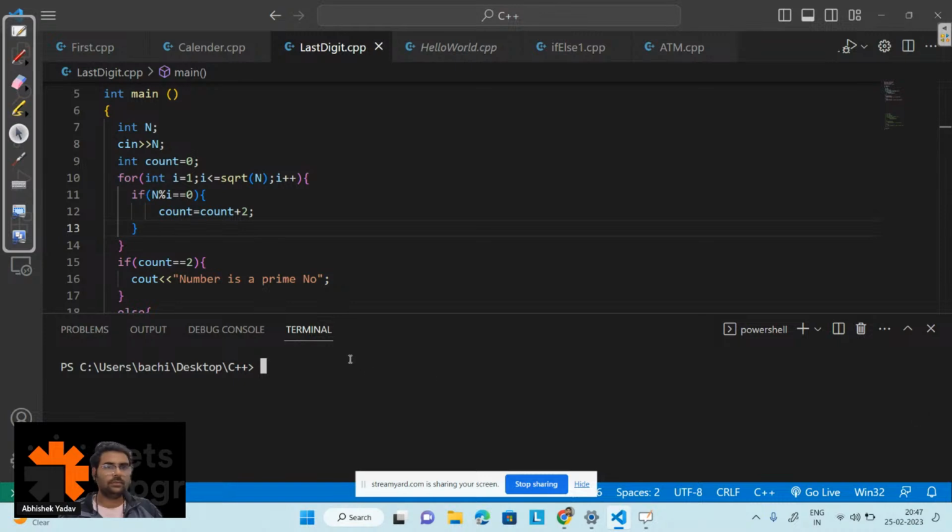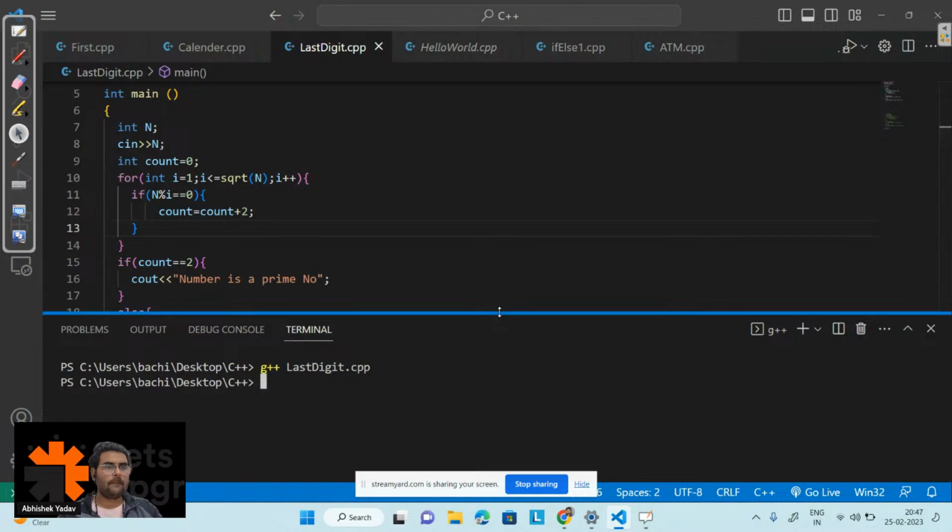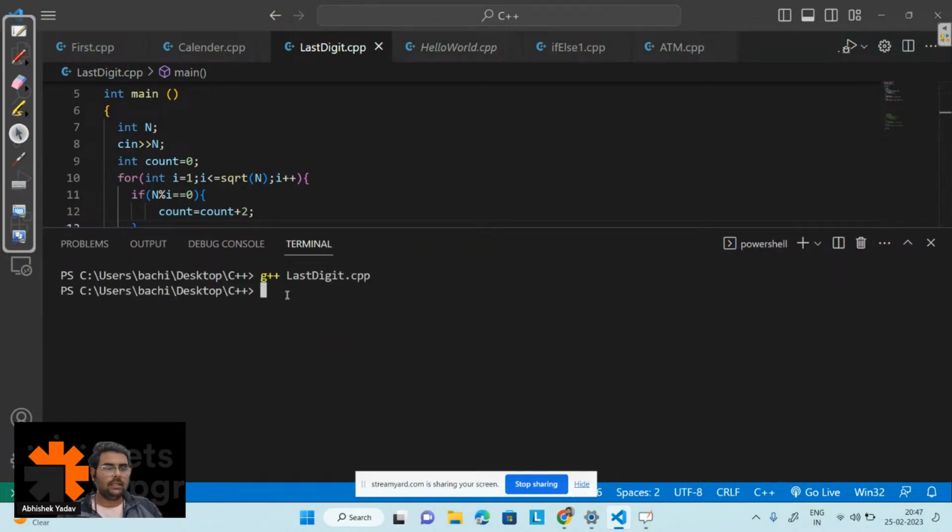So this one, compile the code, and after compiling, dot slash a. Here it is asking for the input, right? Let's take 23. Let's see whether 23 is a prime number or not. So 23 is a prime number, right? 23 is a prime number.